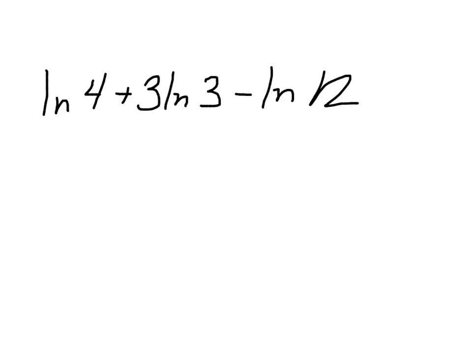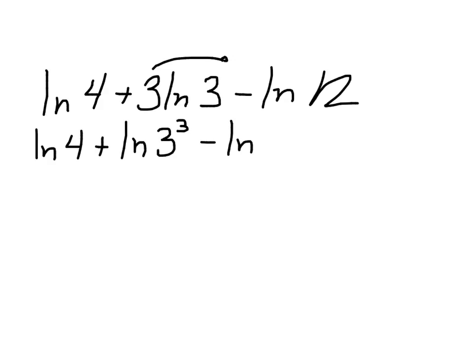ln of 4 plus 3 ln of 3, minus the ln of 12. Remember what we talked about yesterday? Is ln the same rules? Yeah? Why? Natural log. Yay. So, is there any numbers in front? Yes. Where's it go? Back up. Right? So I have the ln of 4 plus the ln of 3 to the third minus the ln of 12.